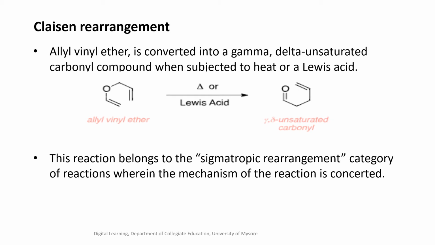So let me tell you what is sigmatropic rearrangement. A sigmatropic rearrangement is one where a sigma bond is changed to another sigma bond in an uncatalyzed intramolecular reaction. And then what is this concerted reaction? A reaction in which all the bond changes, that is, new bonds are formed and the old bonds are broken, all these bond changes occur in a single mechanism step. This is what is called concerted reaction.